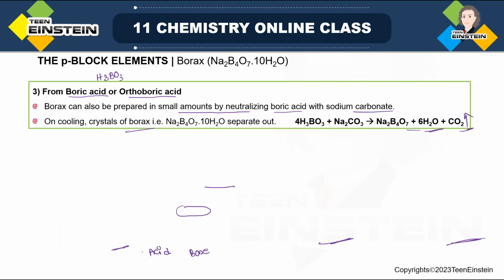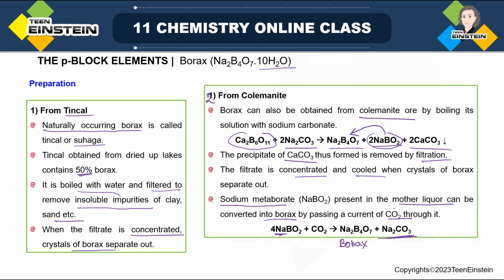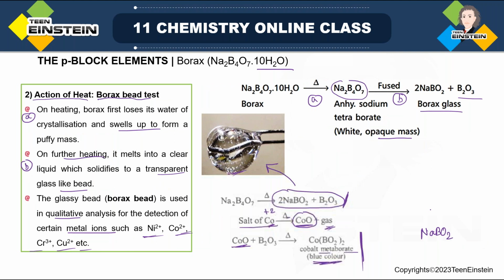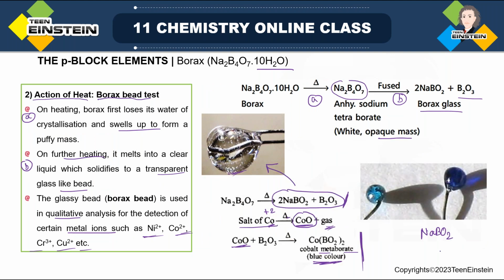I just want to show you. See here we have this NaBO2. So NaBO2 means Na+ and BO2-. It has a single negative charge. So when it is cobalt 2+, obviously the formula will be Co(BO2)2. Okay, so this type of color formation is important.